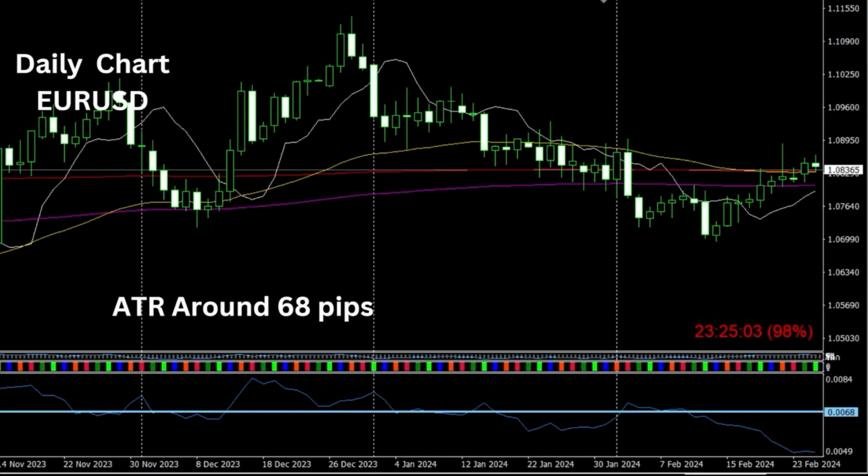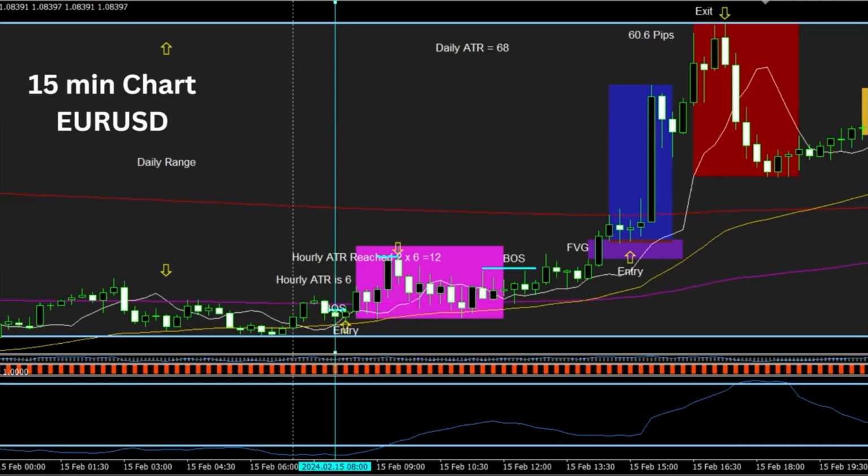Again, here's our daily chart on Euro USD. Our ATR is around 68 pips. And here's our 15-minute chart. So continuing that trade out of London, we see price retraced and then broke structure again in between the pre-New York and the London session. It created a fair value gap, and then during the pre-New York session, it dipped back into that fair value gap. You could take an entry at that point.